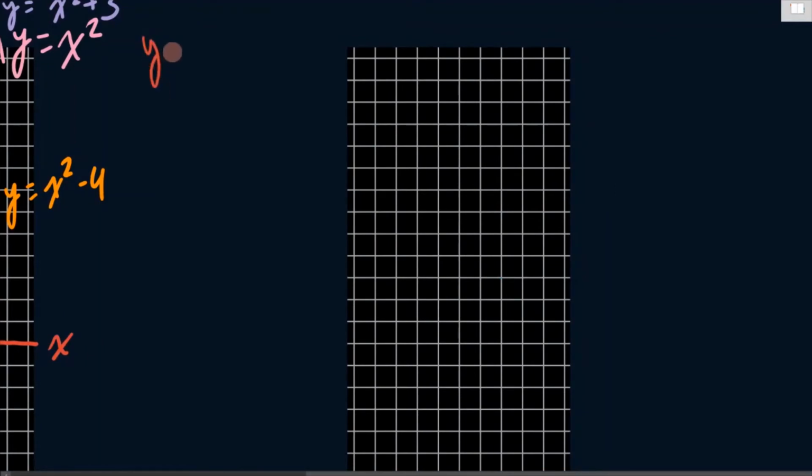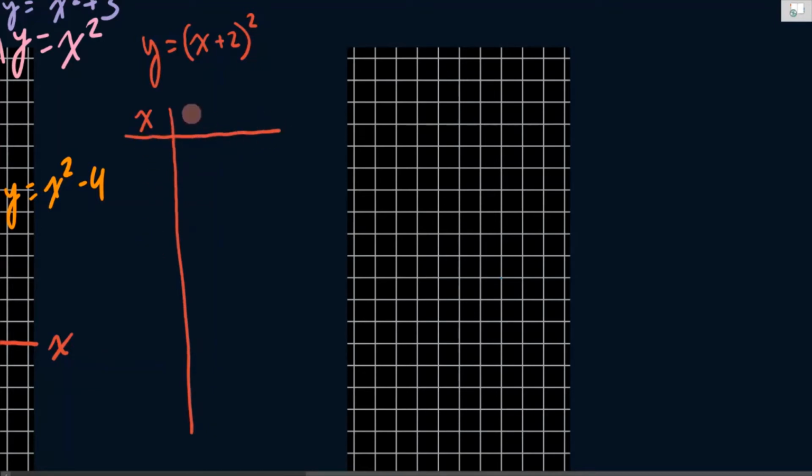So we're going to investigate y equals (x plus 2) squared. So let's go through and build a t-chart for this function. Okay, I'm just going to skip fraction values. Let's do our usual 0, 1, 2, 3, -1, -2, -3, and see what happens. Okay, so our 0 here. 0 plus 2 is 2, and then 2 squared is 4.